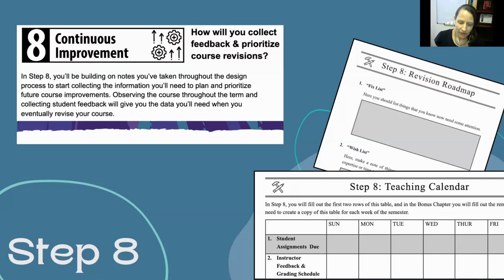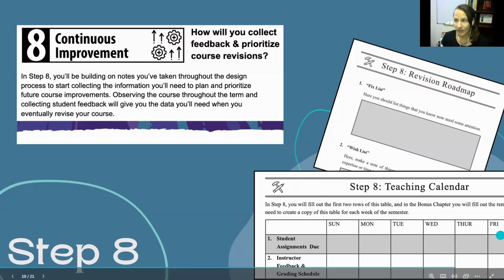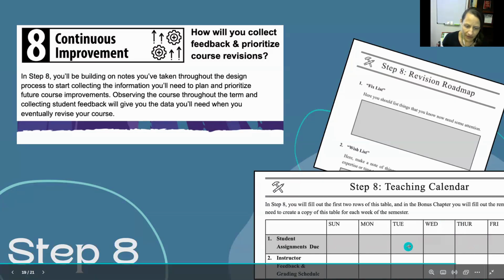And here we offer you a template for a revision roadmap as a living document that includes things like fixes that you know have to be fixed before the next time the course runs, and a wish list, things that might take more time, might enhance things, but aren't going to make a course break if they're not done.